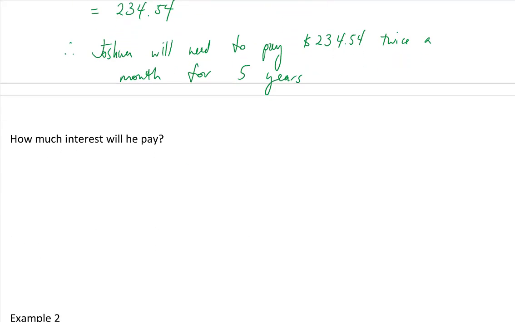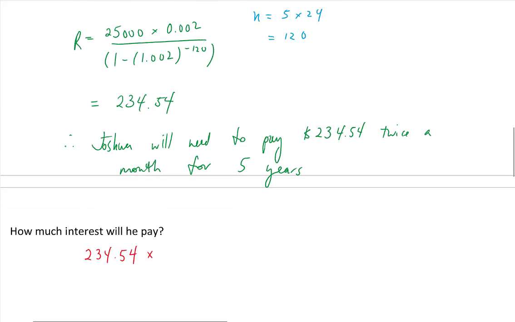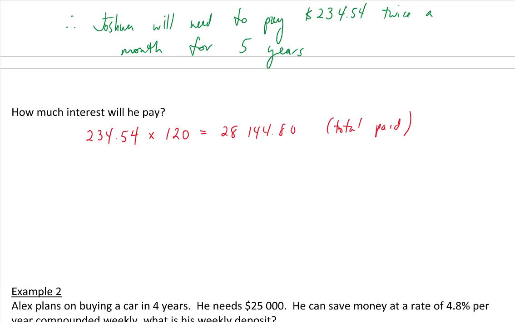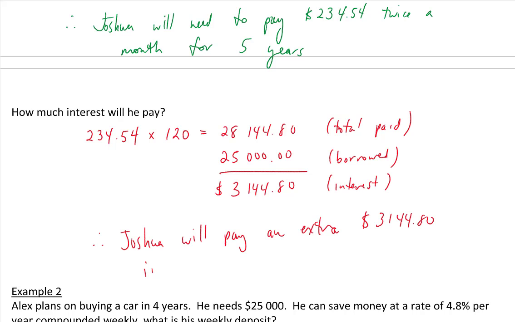So next part is, how much interest will Josh pay? First of all, let's figure out how much he pays over the 5 years. We know he pays $234.54 twice a month for 5 years. Remember, that is our end value, which was 120, which gives us $28,144.80. And we know that Josh borrowed $25,000, which means he paid $3,144.80 in interest. Again, this is the amount of money on top of the loan that he will need to pay over the next 5 years.